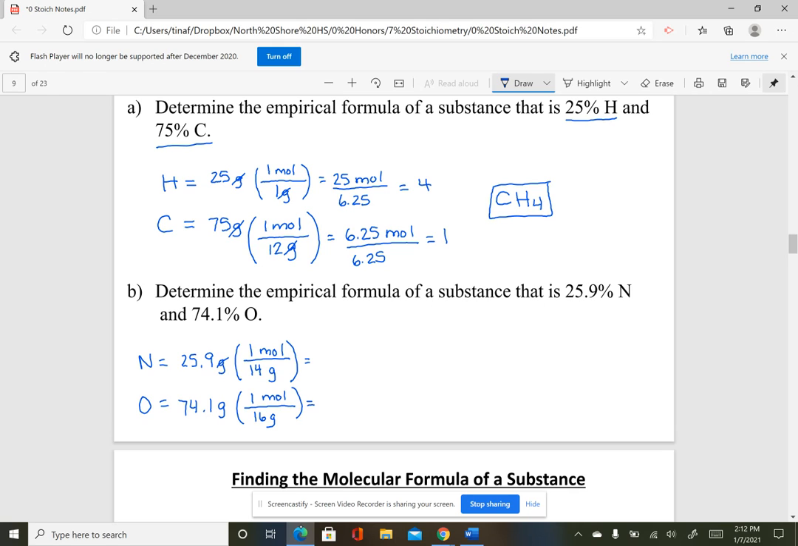All right, grams cancels out. Now, if you put this in your calculator, you should get 1.85 moles here and 4.63 moles here. If you divide both by 1.85, because that's your smaller number, you're going to get 1 and 2.5. Now, guys, your subscripts have to be whole numbers.